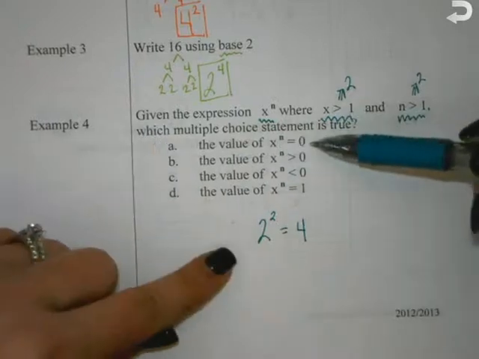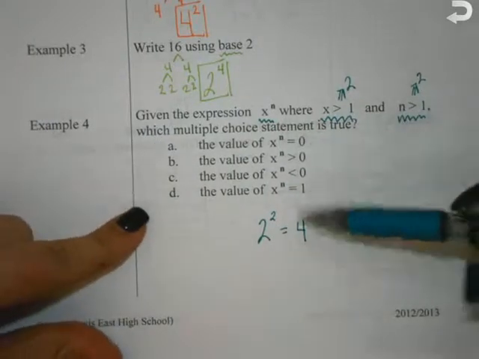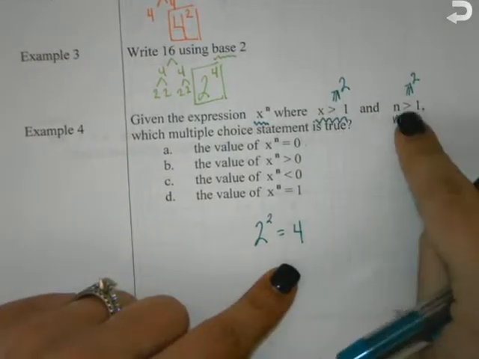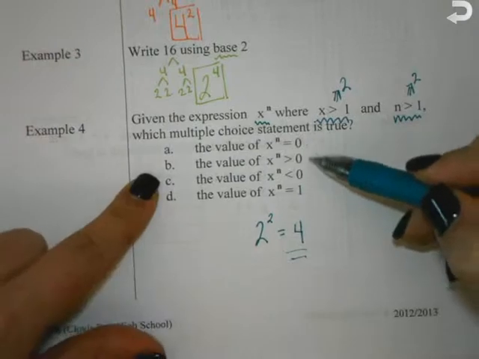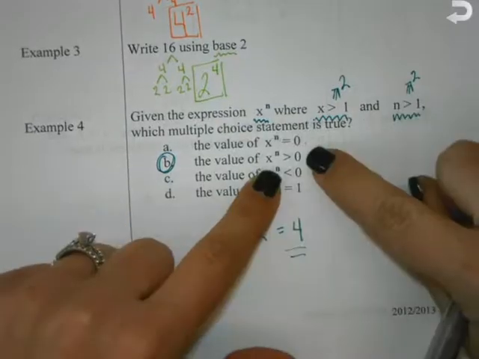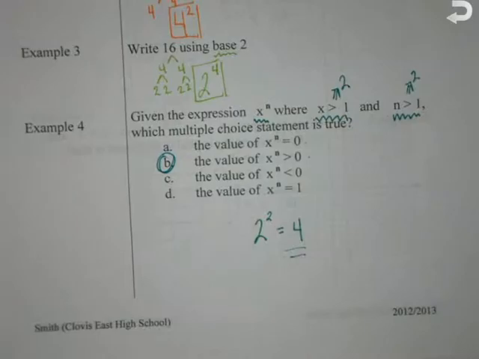So looking at our multiple choice answers, x to the n is equal to 0, it is greater than 0, it is less than 0, or it is equal to 1. We plugged in one or two numbers that fulfilled these constraints, and we got a 4. So which one does that fall under? Greater than 0. So no matter what x or n I choose, my answer will always come out greater than 0, because we picked the smallest two possible.